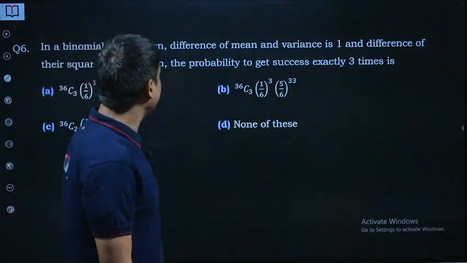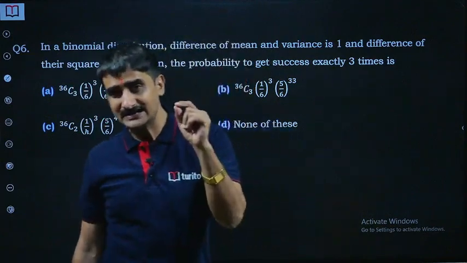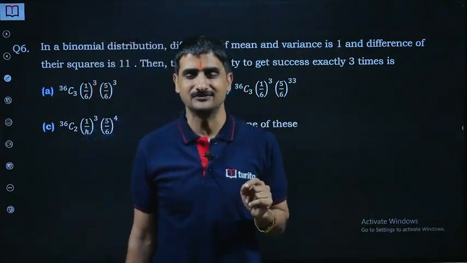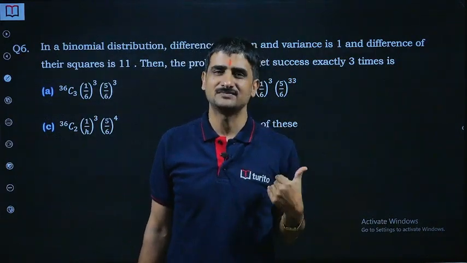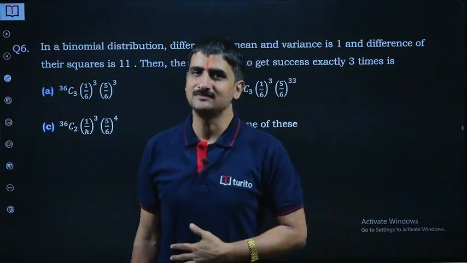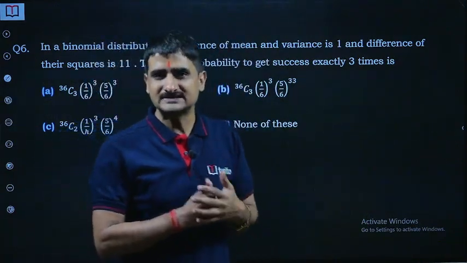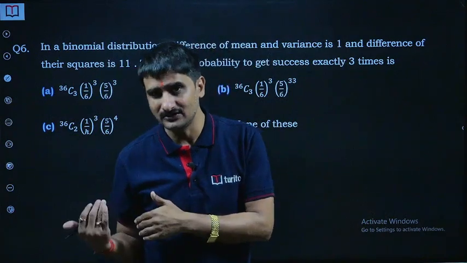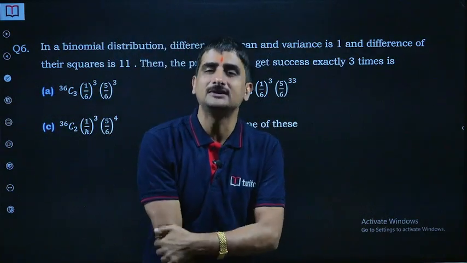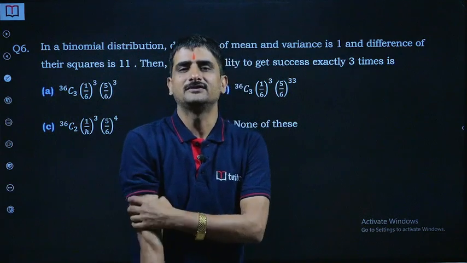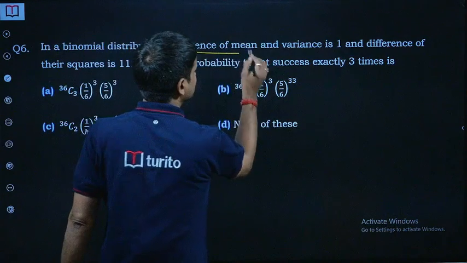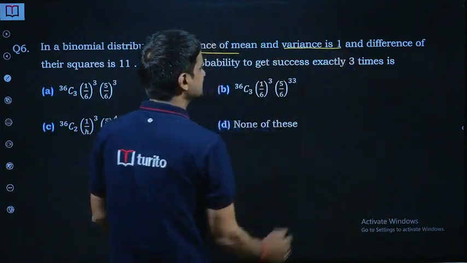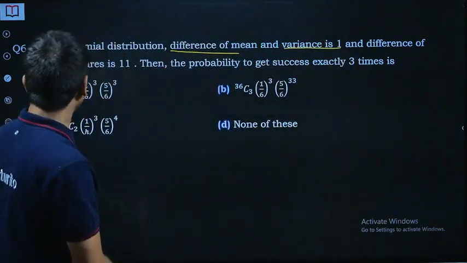What is it? In a binomial distribution, see, that's a very important question. If I'm not wrong, we had this type of question in the previous paper also. According to me, that's a really important question from statistics, or even from your binomial distribution. If you come to probability distributions, it's an extremely important topic. In a binomial distribution, the difference of mean and variance is 1 and the difference of their squares. Okay, that's the same question.